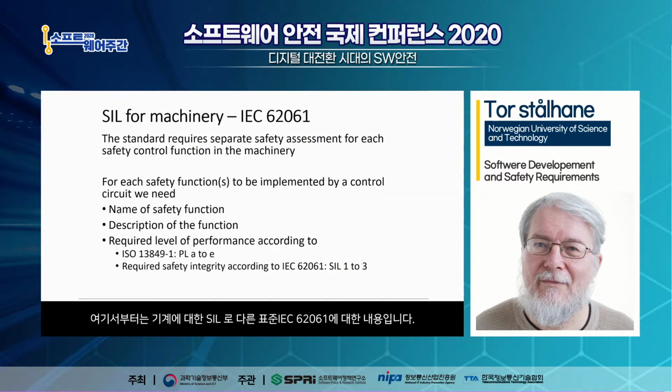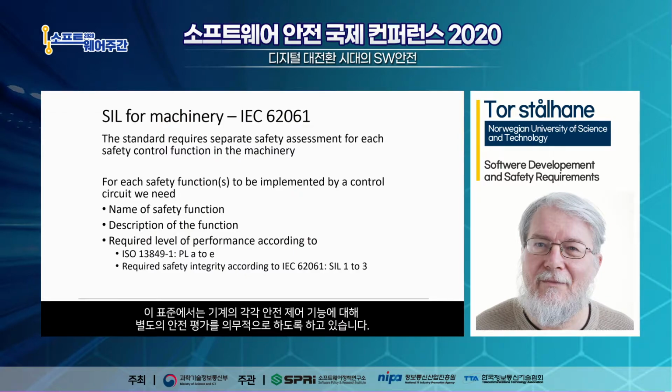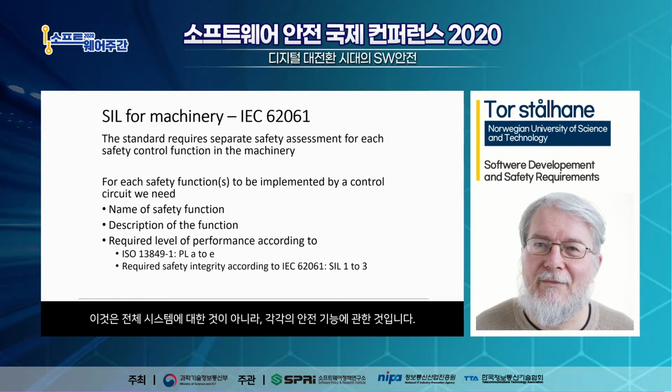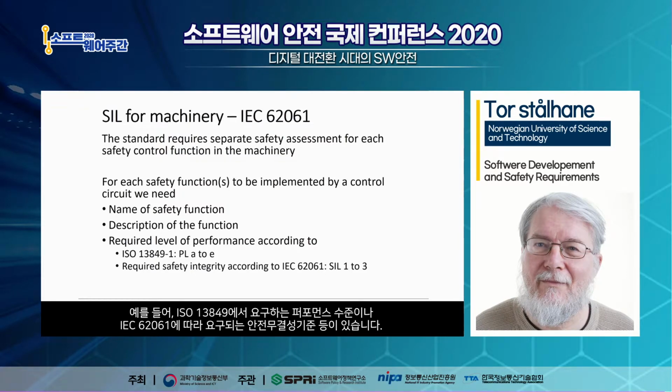SIL for machinery is a different standard, 62061, and the standard requires a separate safety assessment for each safety control function in the machinery. So it's not looking at the total system, but it's looking at each control function, which needs to have a name, a description, a requirement. For instance, a performance level according to 13849, or safety integrity according to 62061.